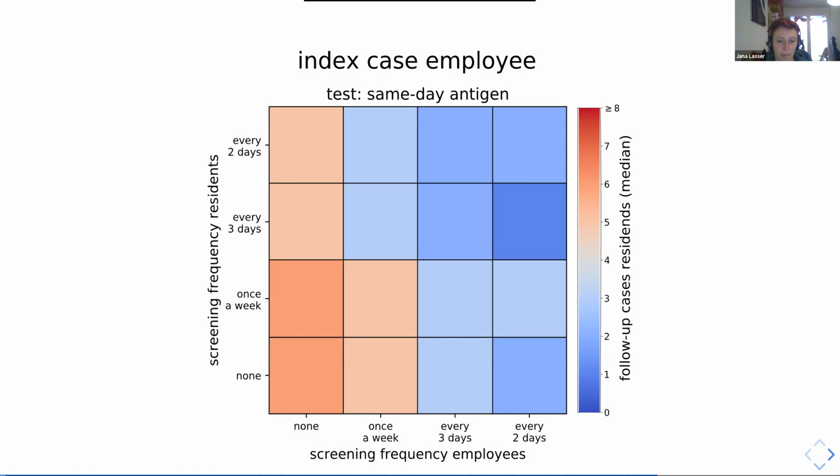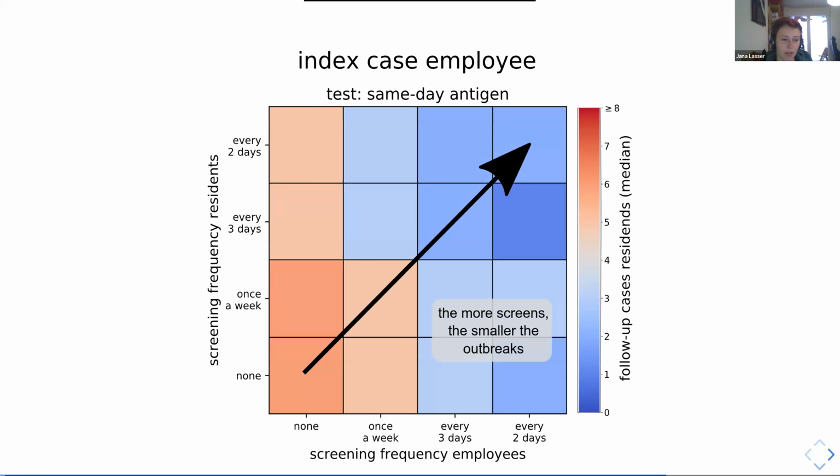Now, what is quite obvious, the more screens we do, the more often we test, the smaller the outbreaks get. This is quite intuitive. And we get from outbreak sizes of about 6 or 7 here in the baseline scenario where we do not do any preventive screens, to outbreak sizes of about 1 or 2 in a scenario where we screen both groups, residents and the employees twice a week, every 2 days.